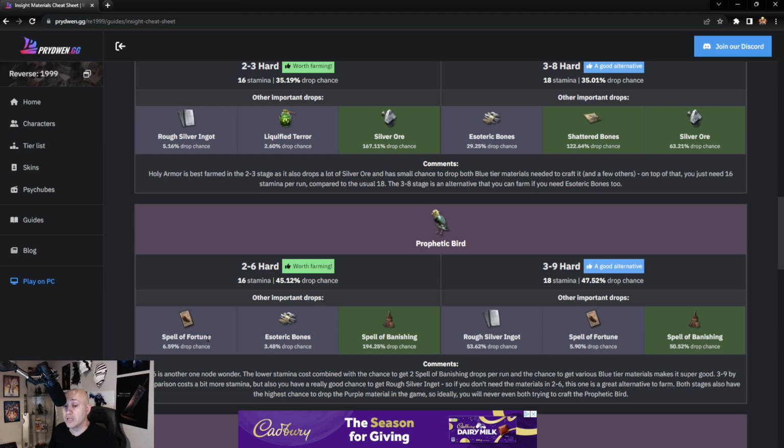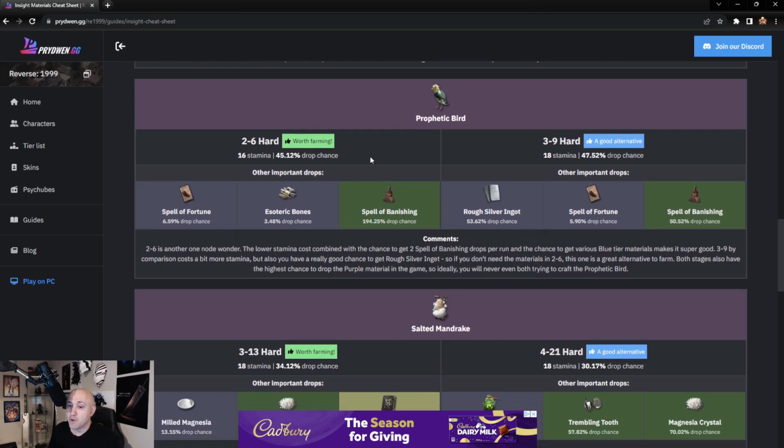Spell of fortune is really low here, but you get spell of banishing. Spell of banishing is good to have. But over here, you get a better chance at the rough silver ingot. So if you need ingots, you can get 3-9, 2-6 if you need spell of banishing. So either or. I'd probably farm this one, to be honest, because you have a chance at spell of fortune. I mean, it's pretty important to get that anyways, right? Both stages are good, though.